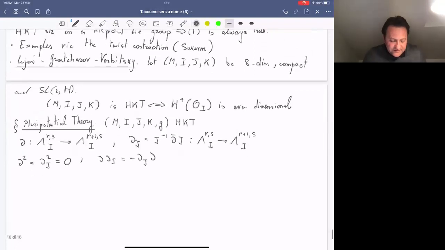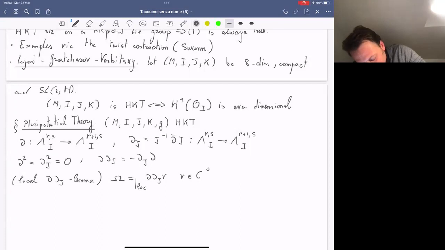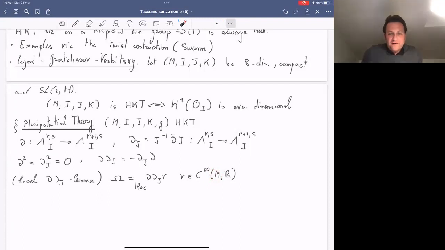Okay. And so the starting point for having a pluripotential theory is the local ddJ lemma, which states that the HKT form can always be written locally as ddJ v for some potential v, which is a real function. Okay, so it's a real function defined, of course, not over M, but just on an open set of M. Okay, this was observed by Banos and so on.